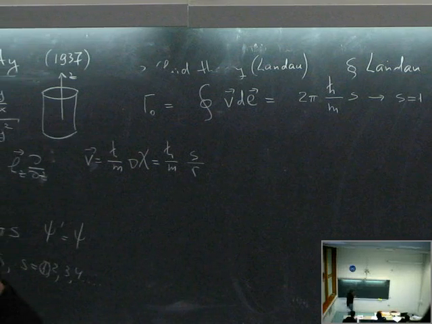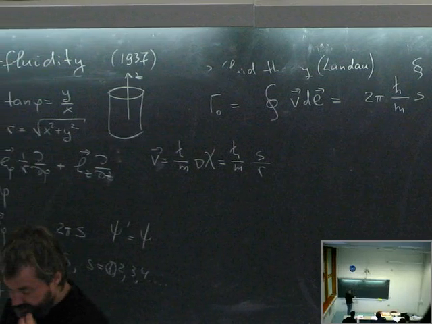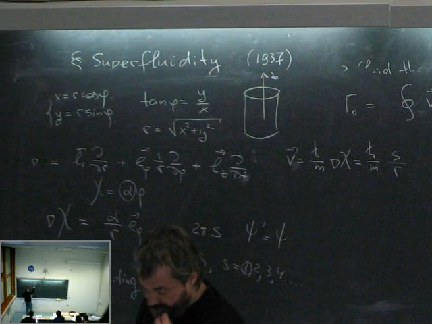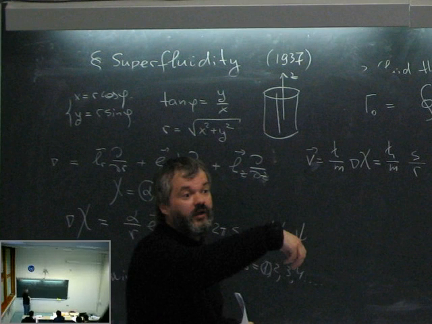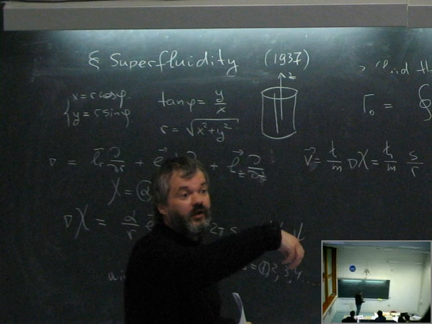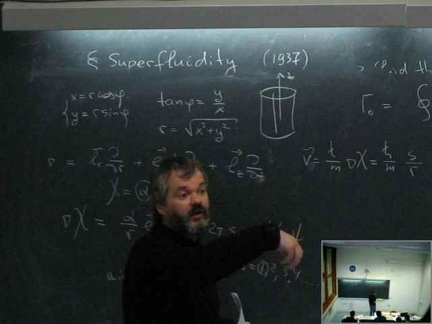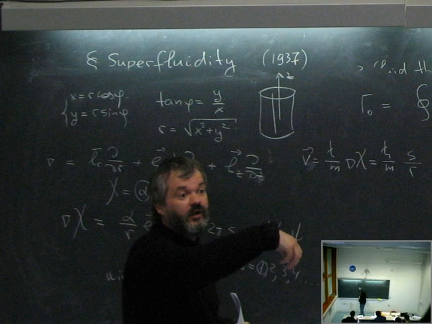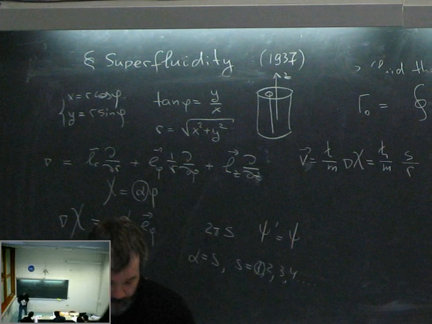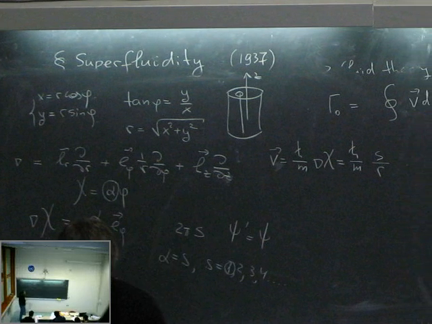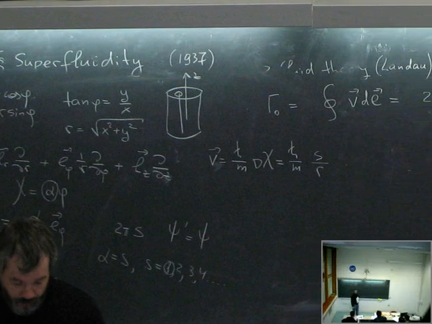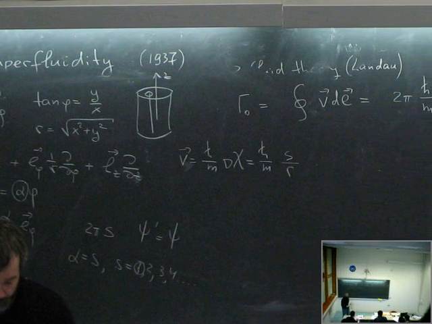And this circulation is associated with vortices. So what we have found is a solution which has a core, the line where your velocity field is singular, and this is the vortex. Let's calculate the momentum of the vortex and the energy of the vortex in order to see what happens with the vortices when you create them in the system.